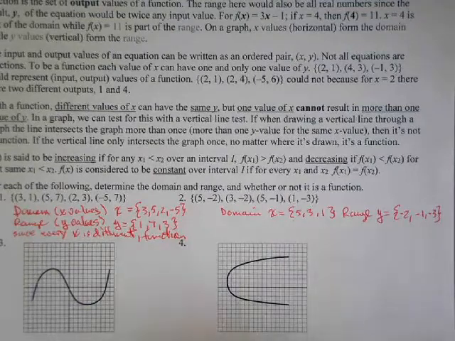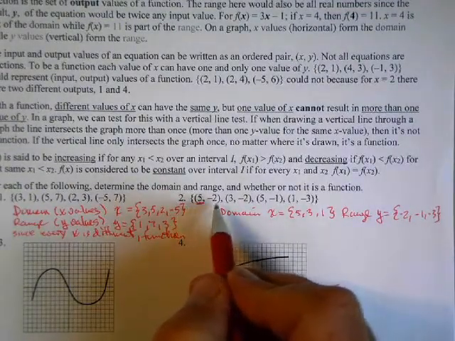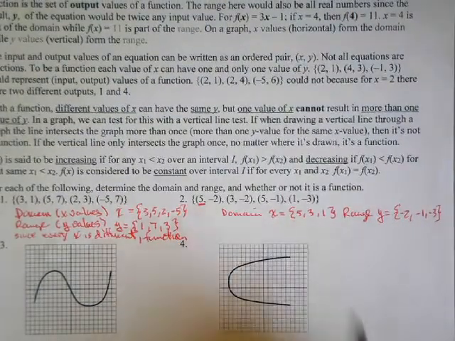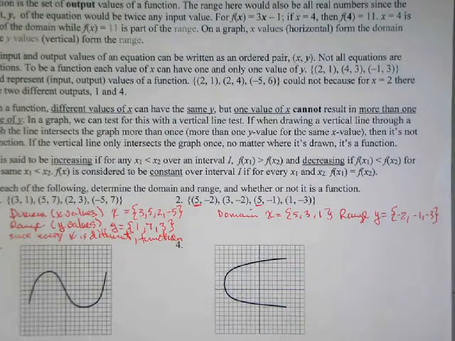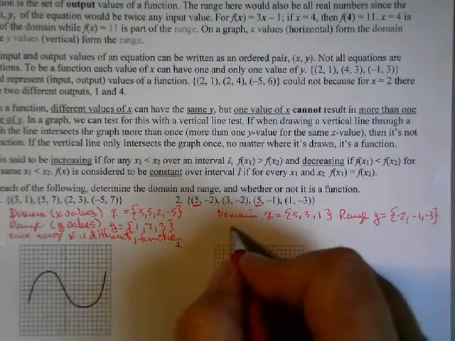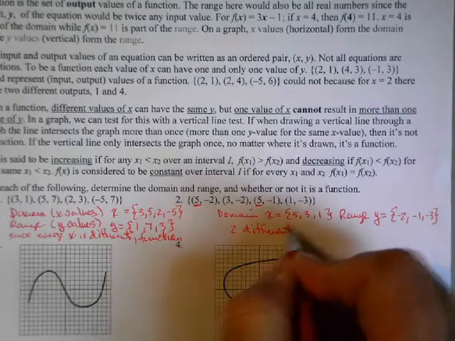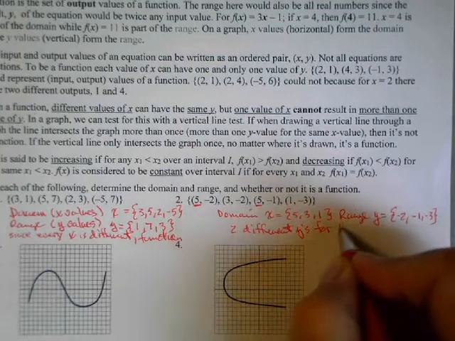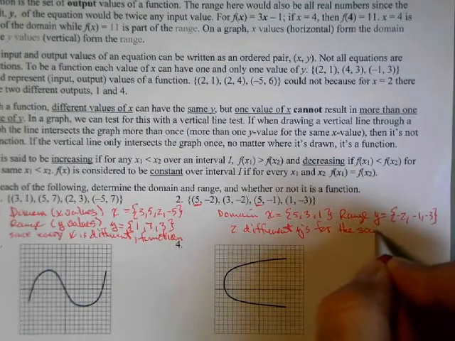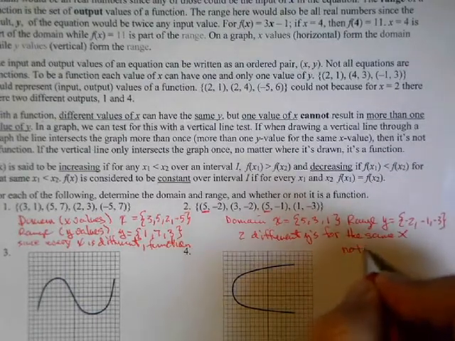Now, here I have a 5 that gave me an output of -2, and here I have a 5 that gave me an output of -1. 2 different y's for the same x, not a function.